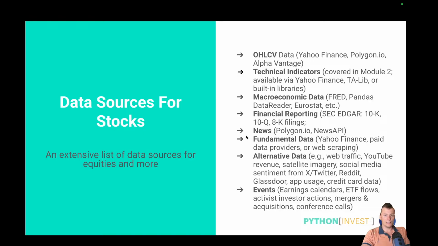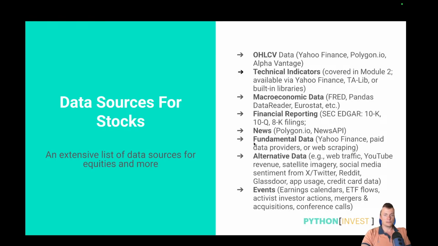Okay, fundamental data. Here it's a synonym for financial reporting. So Yahoo Finance, a free provider, will give you some snapshot of fundamental data of financial reporting for the last 1 to 4 years. If you use paid providers, you can get 25 years of data easily. You can also do web scraping, which is harder, but sometimes you have to do this because it can be too expensive to get data from paid providers.